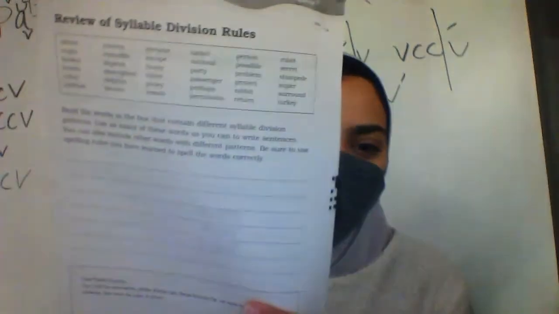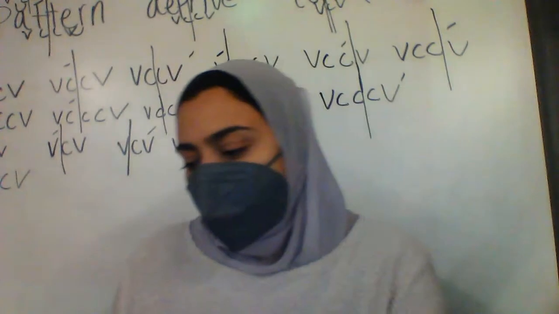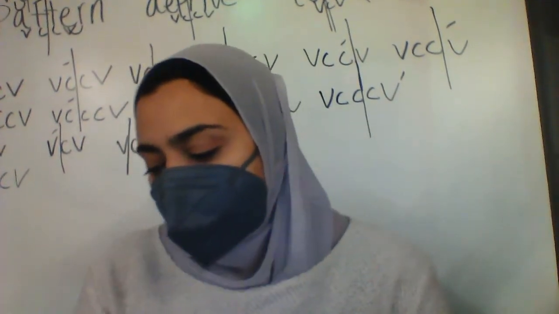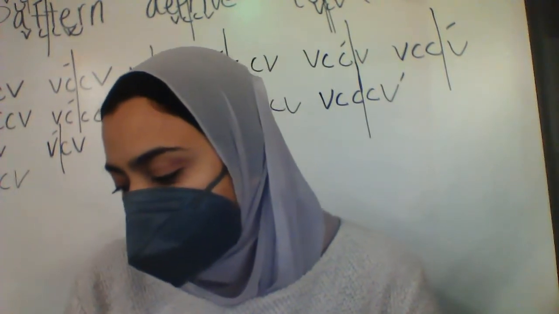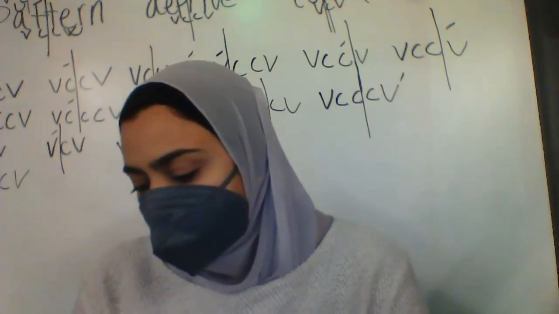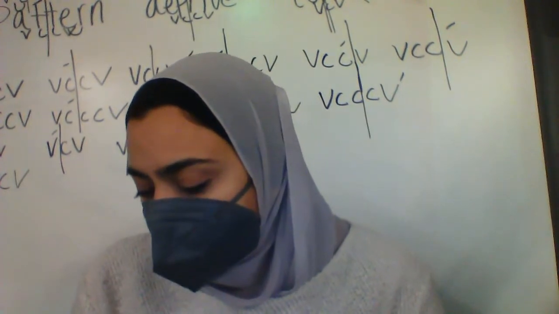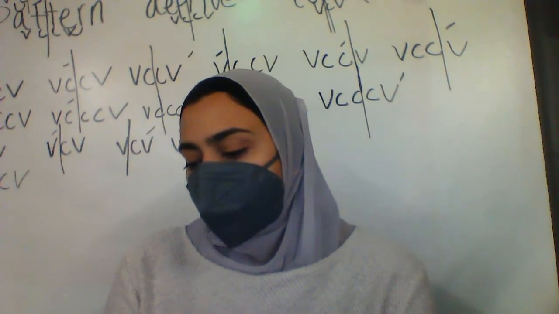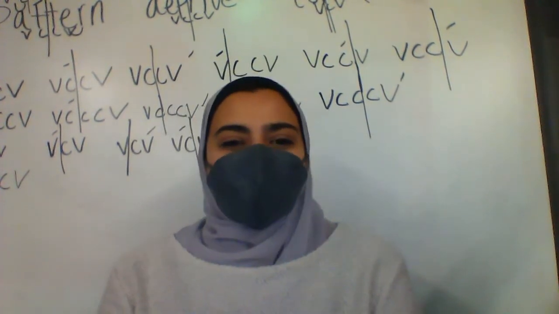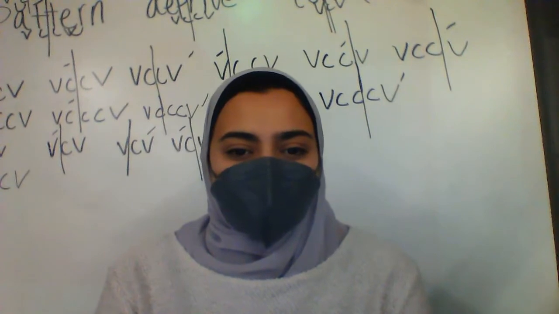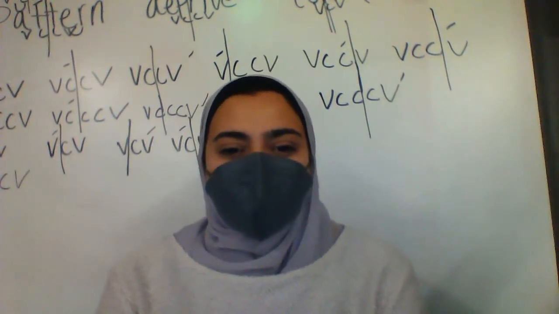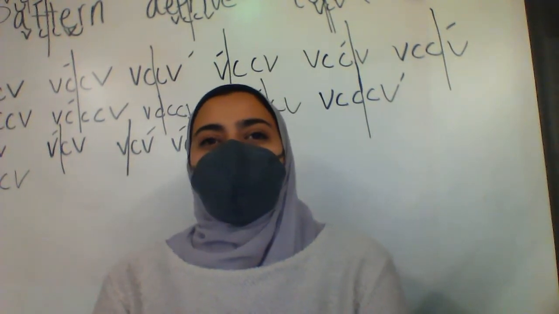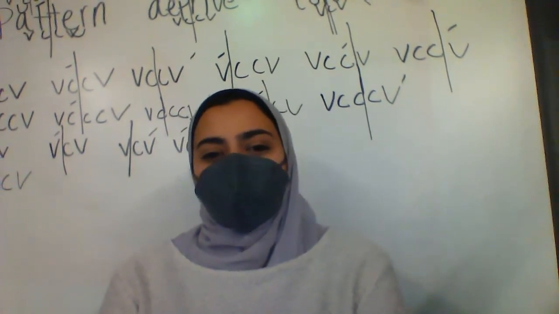On the back, you're going to read the words in the box that have different syllable division patterns. Use as many of these words as you can to write sentences. You can also include other words with different patterns. Be sure to use the spelling rules you have learned to spell the words correctly. Today's the grand finale, so it's going to be 20 sentences.